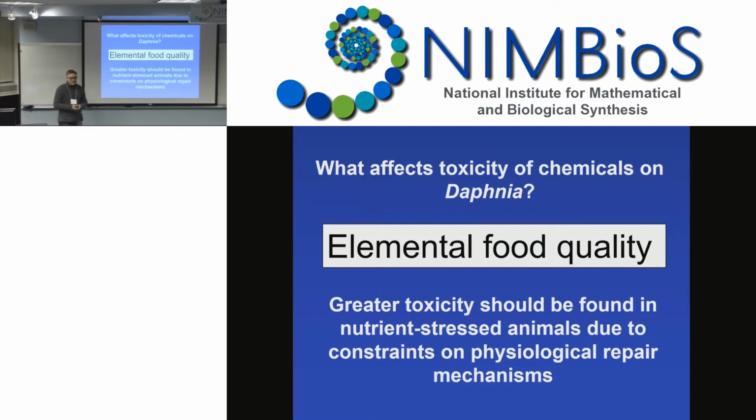I think this is pretty standard. I don't think you'll find a lot of disagreement that this seems like a good starting point. If you're not eating enough phosphorus or nitrogen, it's creating all these physiological responses, showing slower growth rates, less reproduction. It would seem like you would be less capable of dealing with stress from another stressor like toxins.